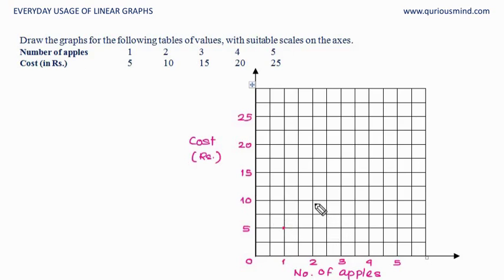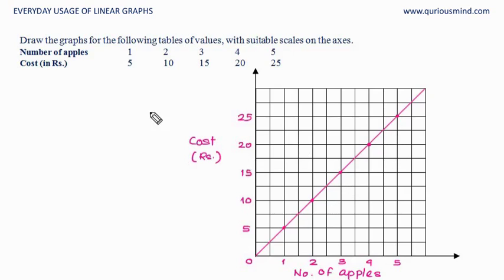When it was 2, cost was 10 rupees. 3, 15. 4, 20. And 5, 25. So now we have plotted the points. We need to connect these points. So let's do that. And we see that when we connect these points, we actually get an unbroken line. And hence this is a linear graph.